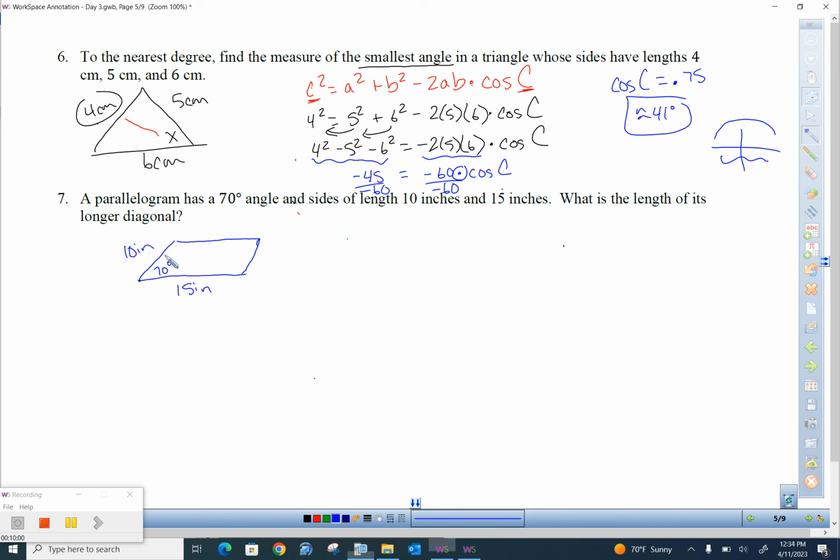But with a parallelogram, opposite sides are parallel, they're also congruent. So I've got 10 inches here and 15 inches here. Okay, similarly, opposite angles are congruent, so I could put 70 degrees there. And these missing two angles are also the same size. And from geometry, the consecutive interior angles are supplementary. So that's 110.